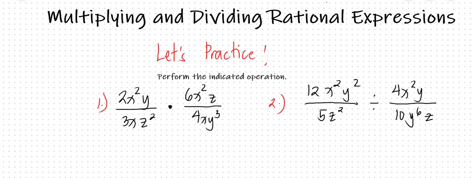Okay, so for your practice exercises, just perform the indicated operation. Okay, so number 1, 2x squared y all over 3x z squared multiplied to 6x squared z all over 4x y cubed. And then for number 2, 12x squared y squared over 5z squared divided by 4x squared y all over 10y raised to 6 z. Okay, so this time just write your complete solution.